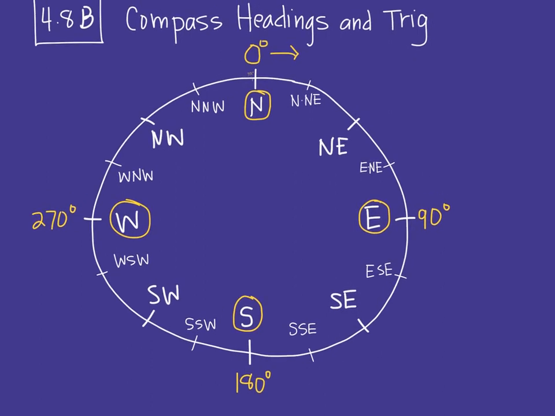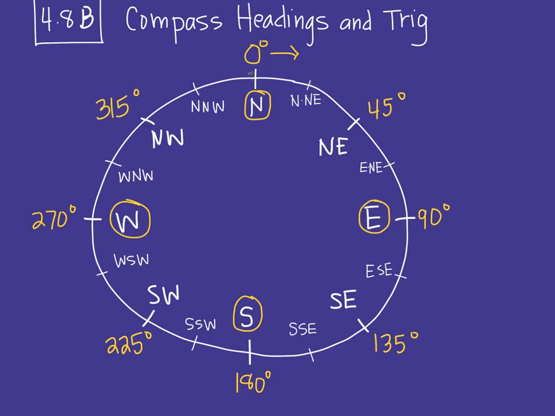And so then you should be able to figure out where the other values are. Since northeast is exactly in the middle, that's 45 degrees. And then you work your way around in increments of 45. So 135, 225, 315. That's in increments of 45 degrees.